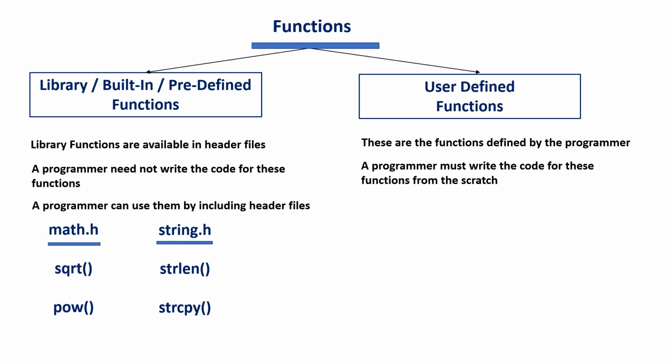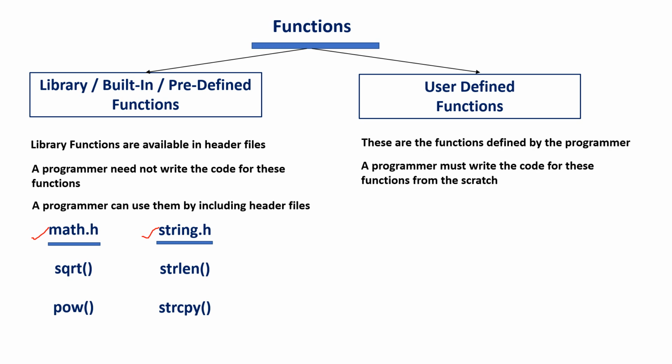If a programmer wants to use those particular functions, then a programmer can use them by including their corresponding header files. If you take header files here, there is a math.h header file. This header file contains mathematical related built-in functions like square root, power, etc. Similarly, the string.h header file contains string related built-in functions like string length, string copy, etc. This is about built-in functions.